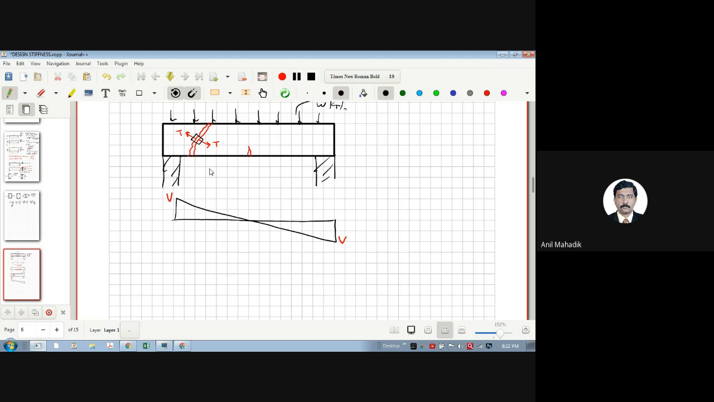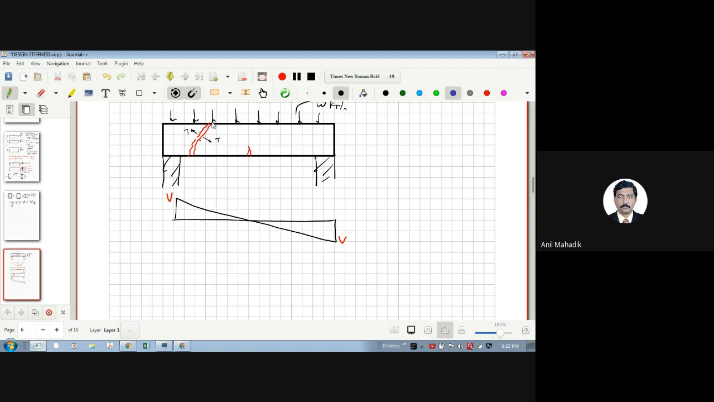So if I want to arrest this crack, what will I do? This shear crack is due to this shear force. So in that direction, I will provide shear reinforcement. There are two choices: in the tension direction, so this is your tension direction, I will put reinforcement in that direction.